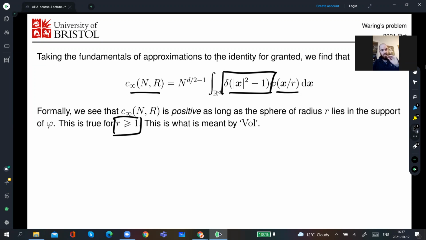Once again, that is positive, which you can see by pure thought. And the precise value of it isn't super important for us. It's nice to know, and it can be computed in terms of gamma functions.